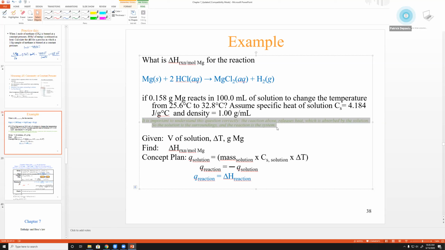Yeah, this statement's true. So the question says that the reaction, wait, does it even say that? How are you supposed to know that? So let's see. If that reacts with that, the solution changes temperature. Okay, so the magnesium is releasing heat into the solution, and that's absorbed by the solution. So the magnesium releases the heat, and the solution absorbs the heat. Basically, like we were doing before, if you remember that example where you take the hot metal and put it in the water, what's the temperature change? That's what we're doing here.